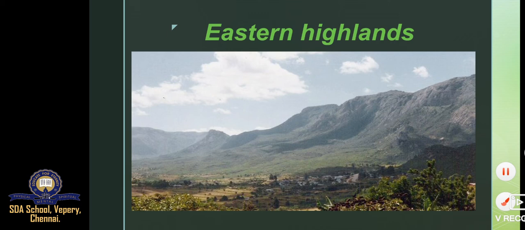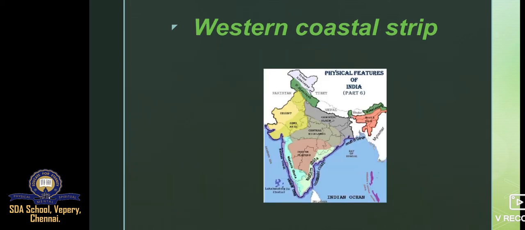Western Coastal Strip. It is the Western Coastal Strip you can see in the map. It is the narrow plain flanked by the Andes Mountains in the east and the Pacific Ocean in the west. It has great variations in width. It is the widest in the northern part.